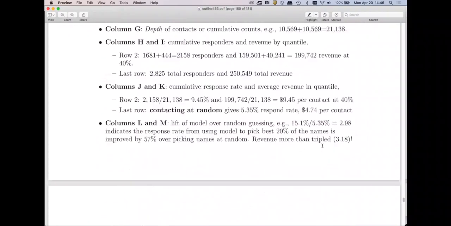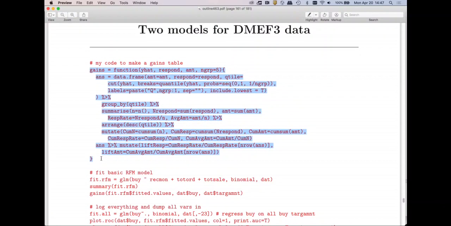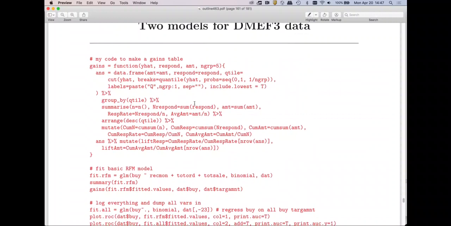So I think we need an example of this. So let's go back to our DMEF3 retail data set that we discussed back in I guess it was week 2 or so of the class. I've written some dplyr code and put it in an R function to compute gains tables. So you can just copy this and paste it into R, and you can make your own gains tables. I'm going to let you read through that on your own.